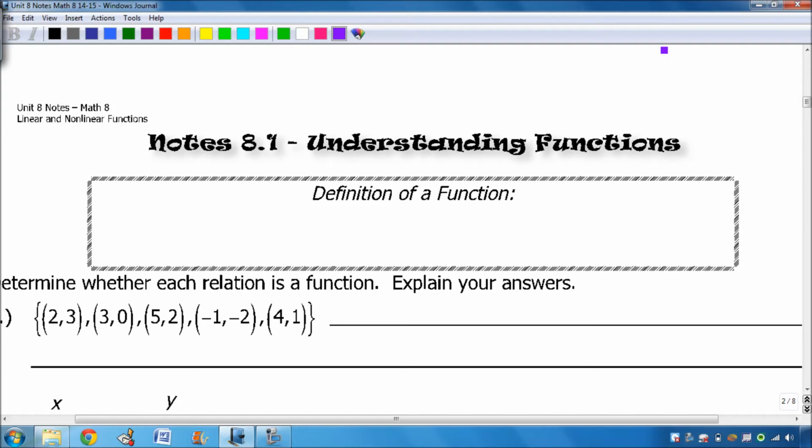Hello, ladies and gentlemen. We are talking about understanding functions in Notes 8.1. So if you could turn to page 2, that would be great. And if you can follow along and see what's going on with our lesson here, that would be wonderful.